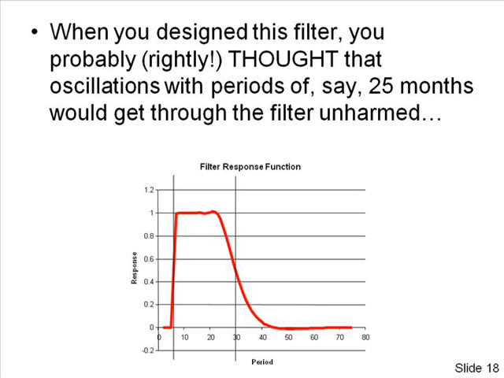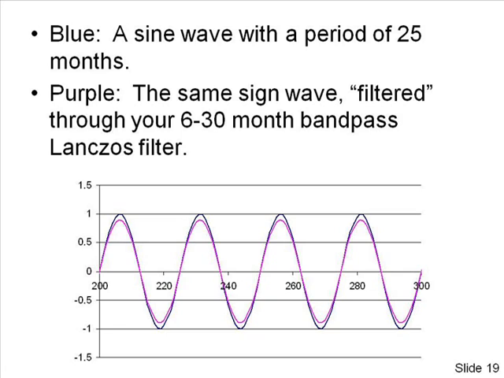But in fact, if you look on your diagram here, at 25 months you don't have 100% response. The filter is actually removing some things at a period of 25 months. Just to demonstrate it, I made this little sample test where the blue curve is a sine wave with a period of 25 months. It's perfect, it's exact, it's mathematical, it has a period of exactly 25 months, and then I applied this filter.